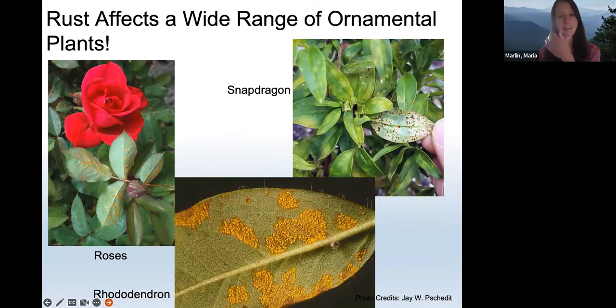So with all those different species, we're of course going to have a huge range of ornamental plants. Here are just a couple of examples of rust on roses and rhododendron, and in these two specifically, you can see a lot of orange pustules on the underside. Snapdragon, depending on the spore stage that the fungus is currently producing, there could be darker colors. So here we have a darker color, it's a different spore. But for the most part, there are going to be orangish brown spots on the underside of the leaf.